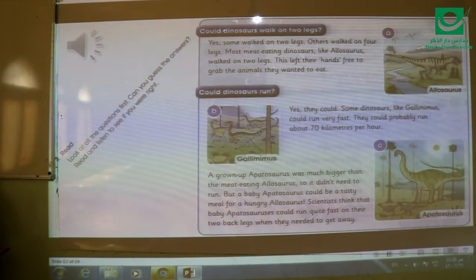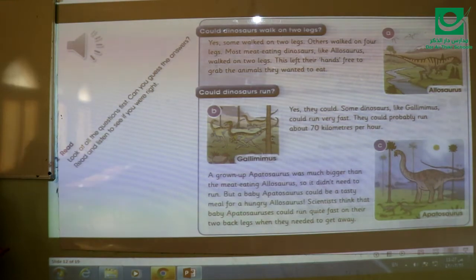Could dinosaurs make a noise? Most dinosaurs probably made some kind of noise. Scientists are not sure what noises they made. Did they hiss like a snake, or roar like a lion, or honk like a goose? What do you think? The Parasaurolophus had a big tube on its head. Scientists think that the tube made sounds like a musical instrument, loud and low. Parasaurolophus was a plant-eating dinosaur, so perhaps it used its loud call to warn the others when a meat-eating dinosaur was near.